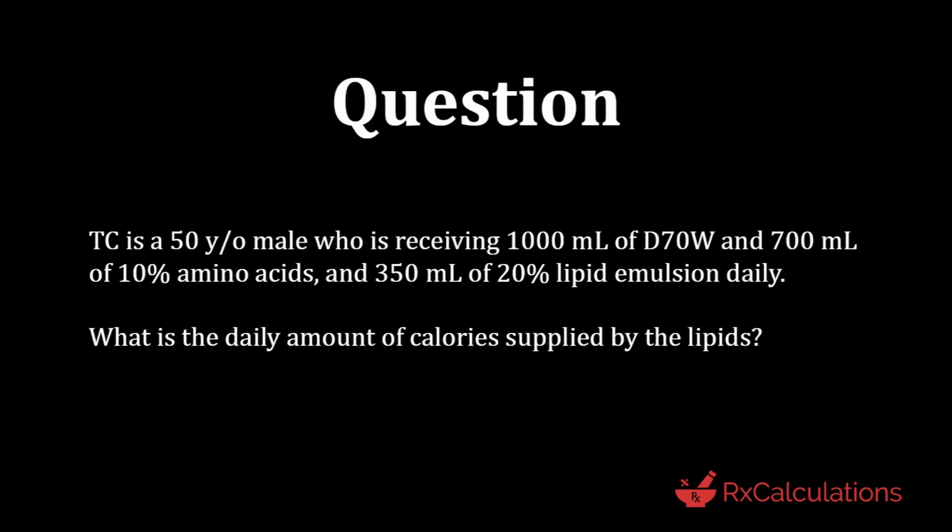Let's change gears a bit to give you a slightly calmer one. So here you have TC, who is 50 years old, receiving 1,000 milliliters of D70W and 700 milliliters of 10% amino acids and 350 milliliters of 20% lipid emulsion daily. What is the daily amount of calories supplied by the lipids?